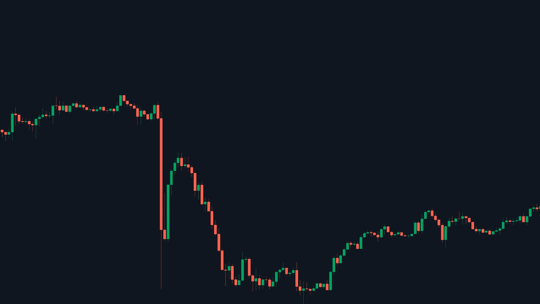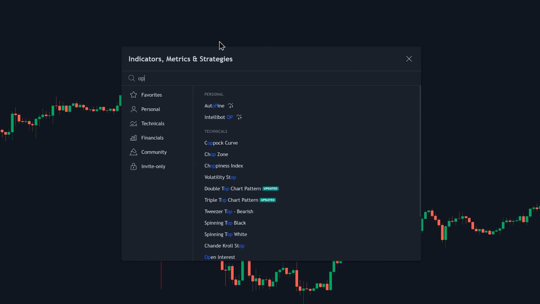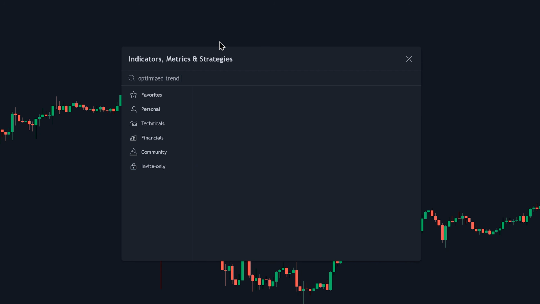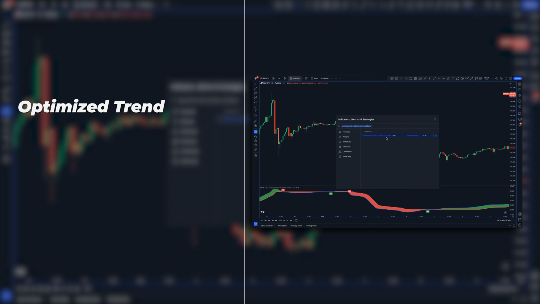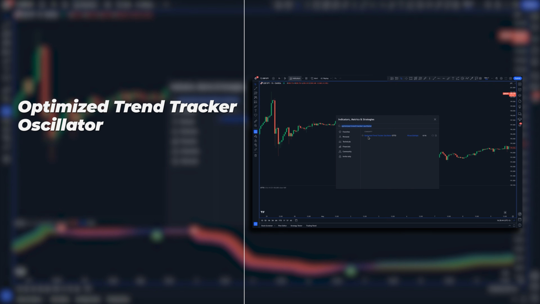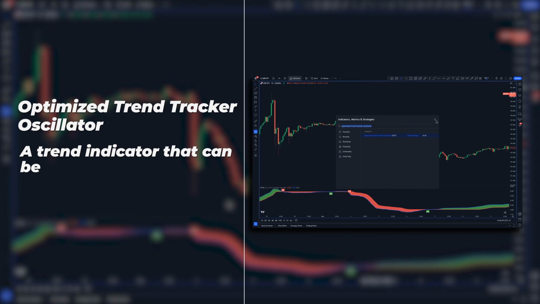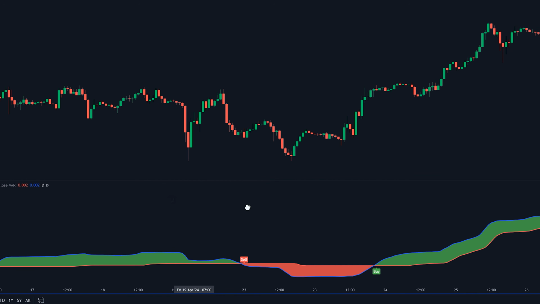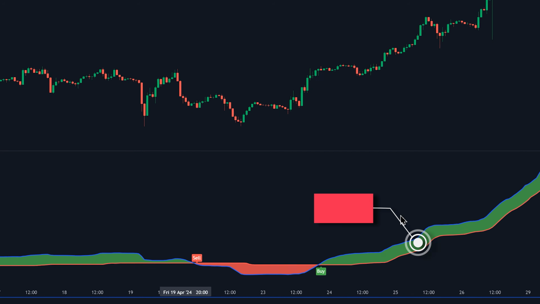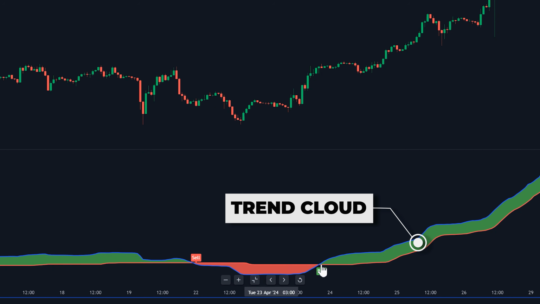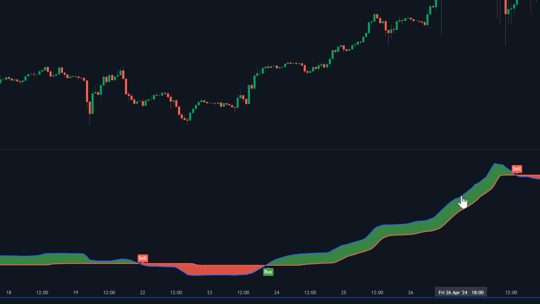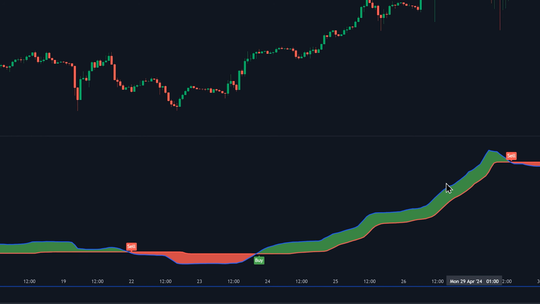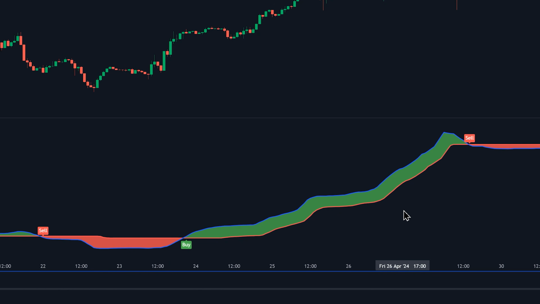Next, click on Indicators and type in Optimized Trend Tracker Oscillator. And it's going to be this one by Kevin. The Optimized Trend Tracker Oscillator is a trend indicator that can be used for short-term trend identification. As you can see, it's made up of very few components. We have the trend cloud that changes color between red and green. Now, if we look closely, we can actually see that the trend cloud is actually sandwiched between 2 lines.